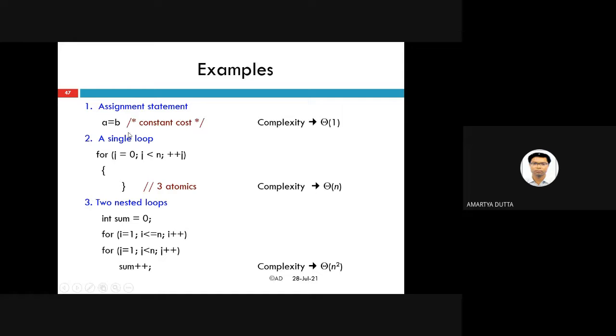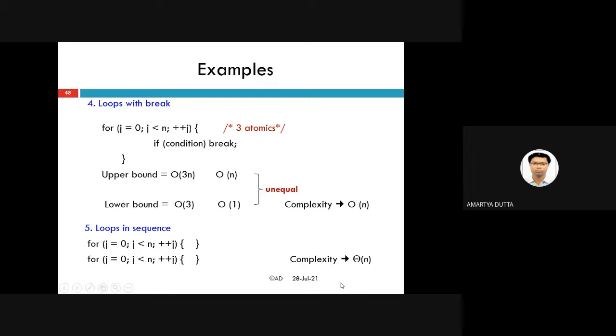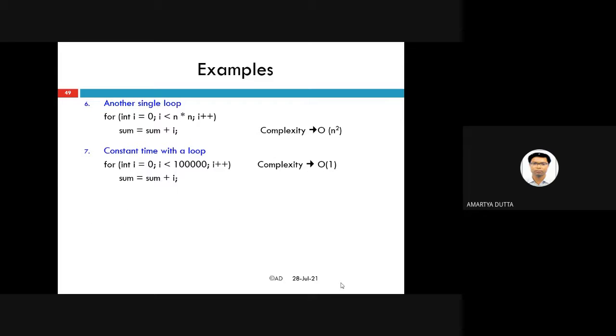So for an assignment statement, the complexity will be order of 1. In a single loop, it will be order of n. Any 2 nested loops, the complexity will be order of n square. Okay. So another single loop: for i is equal to 0, i less than n into n, i plus plus, sum is equal to sum plus i. Why is the complexity order of n square? Can you justify your answer?